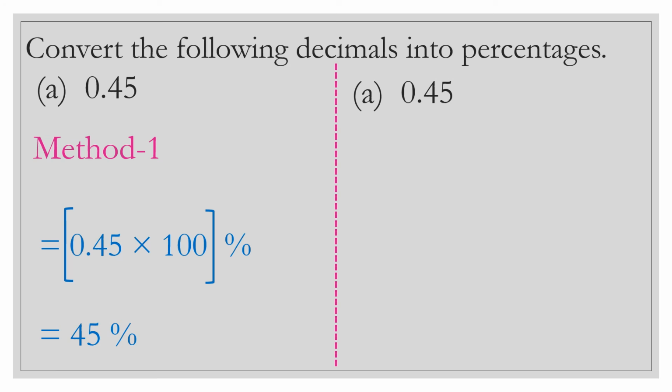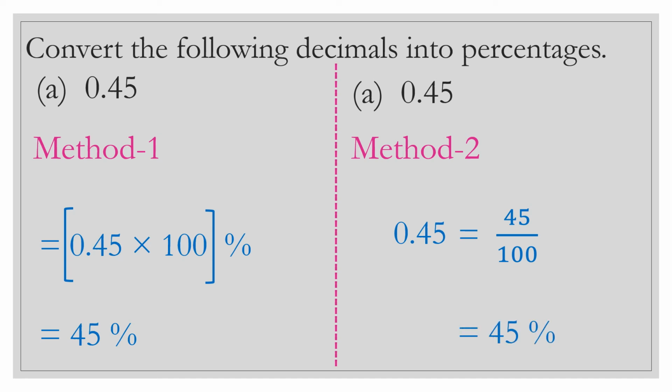Let's try second method. And the second method is convert decimal into equivalent fraction with denominator 100. First, write 0.45 in fraction form. That is 45 upon 100. And we know that fraction whose denominator is equal to 100 is called percentage. So the answer is 45%. So what you observe? Yes, both the methods will give you the same answer. So you can choose whichever will be easier for you.